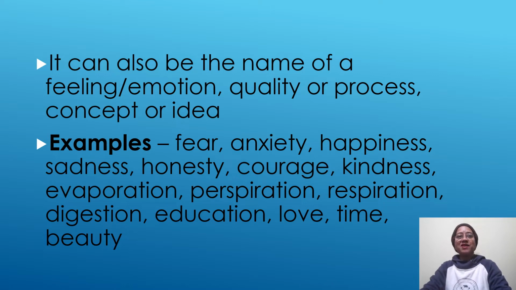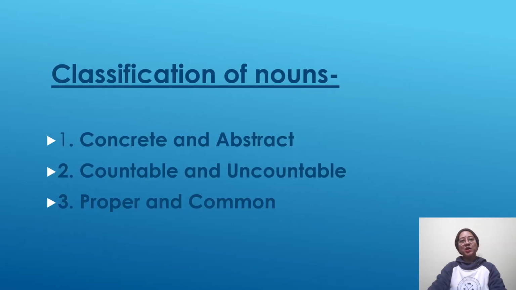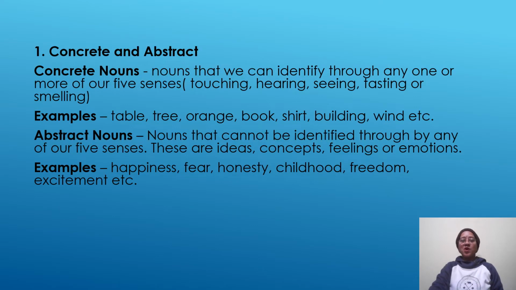Some of the examples are fear, anxiety, happiness, sadness, honesty, courage, kindness, evaporation, perspiration, respiration, digestion, education, love, time, and beauty. Now let us look at the classification of nouns. Nouns are basically classified as concrete and abstract nouns, countable and uncountable nouns, or proper and common nouns. Now let us look at all these different types of nouns separately.